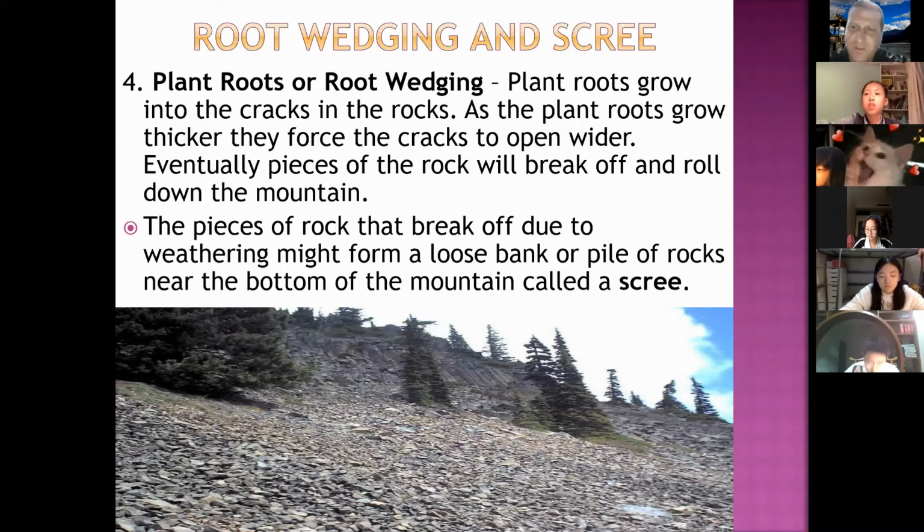And these plant roots are not always going to go where you'd expect them to. They're going to go wherever there's a crack and an opening. And like we said before, rocks are not completely solid. Rocks have cracks in them, and these cracks are small enough for plant roots to grow into.